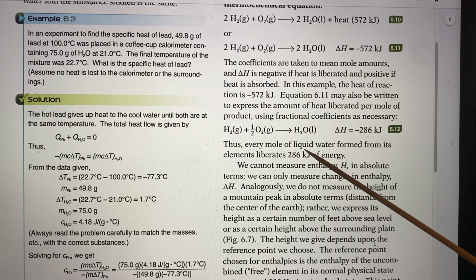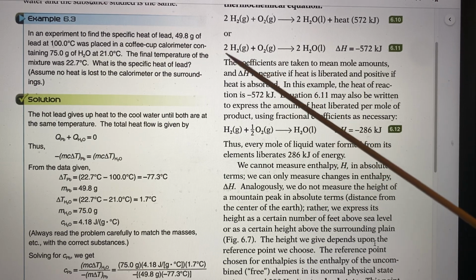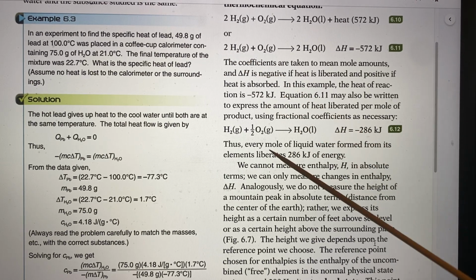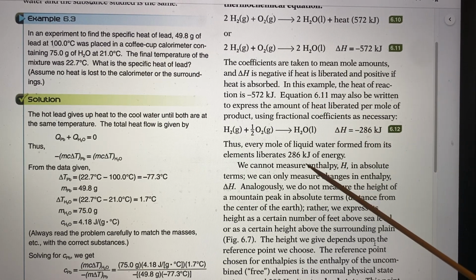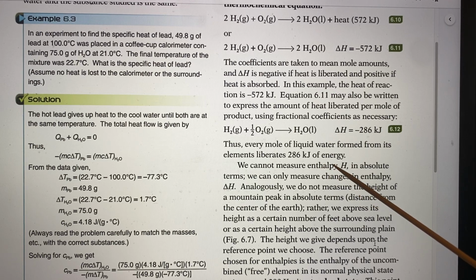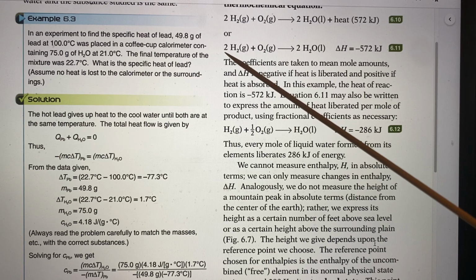So thus every mole, they want to know 1 mole, we have to divide it by 2 because there's 2 moles. So if we want to know 1 mole, we have to divide it by 2. And so we divided the whole equation by 2, and you get negative 286 kilojoules. They just divided to get rid of that 2, right, into this equation.